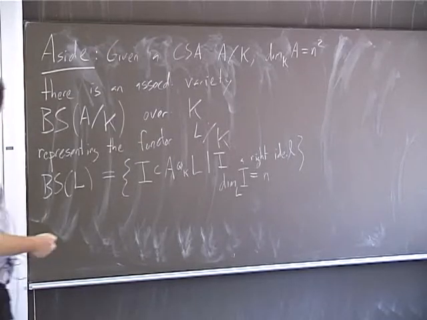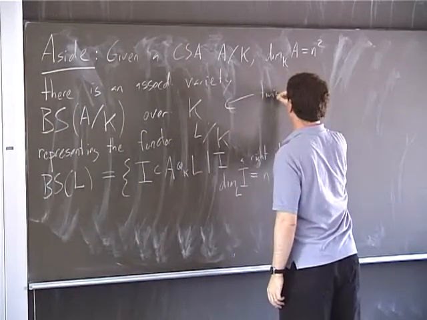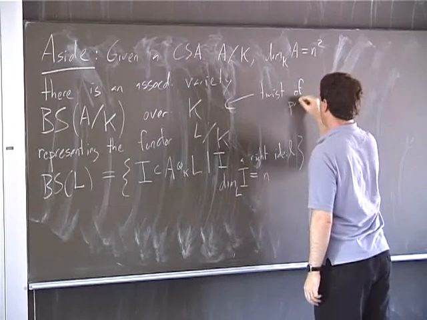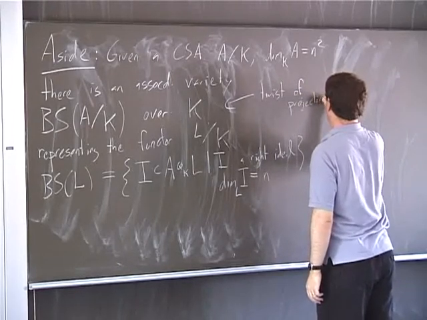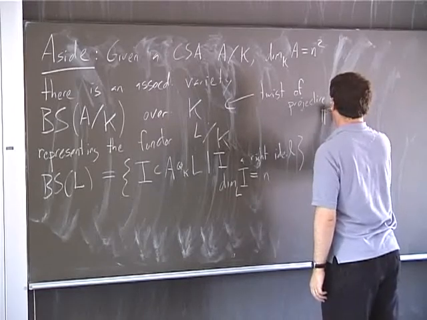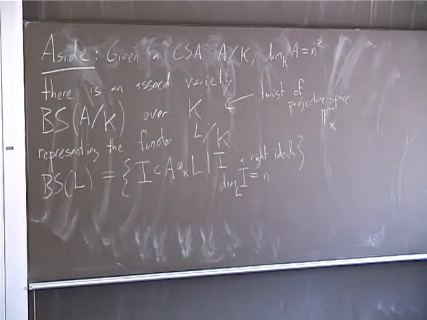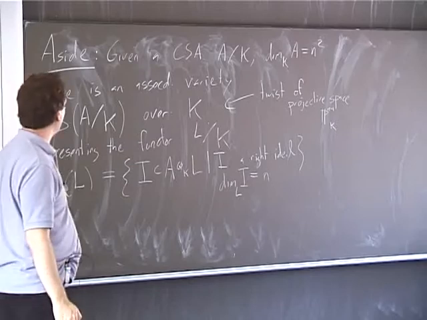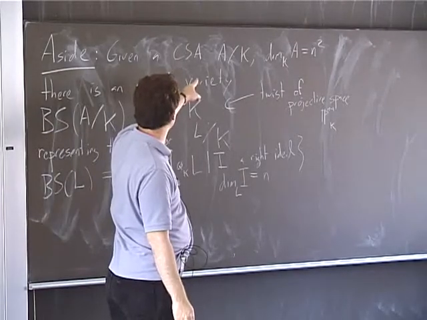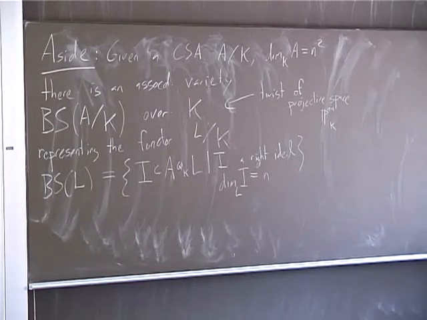So it's a twist of projective space, P^(n-1). And you can go in the other direction. If you have a variety defined over K whose base change to the separable closure is isomorphic to P^(n-1), then it always comes from a central simple algebra. So there's a one-to-one correspondence between these Severi-Brauer varieties and these central simple algebras.